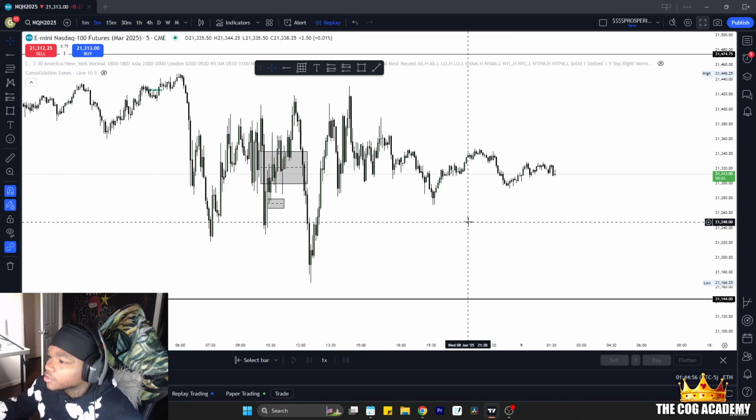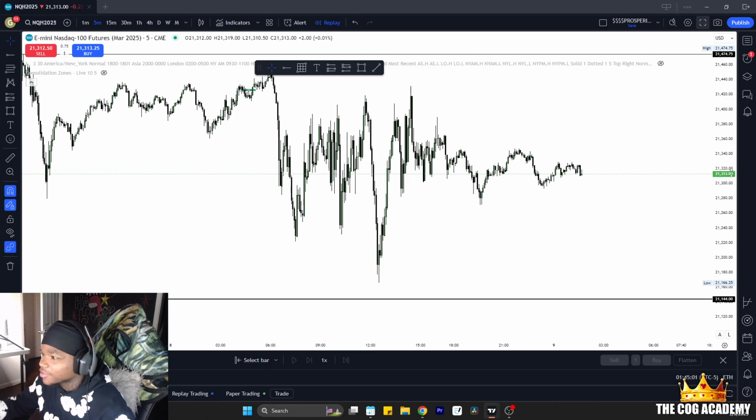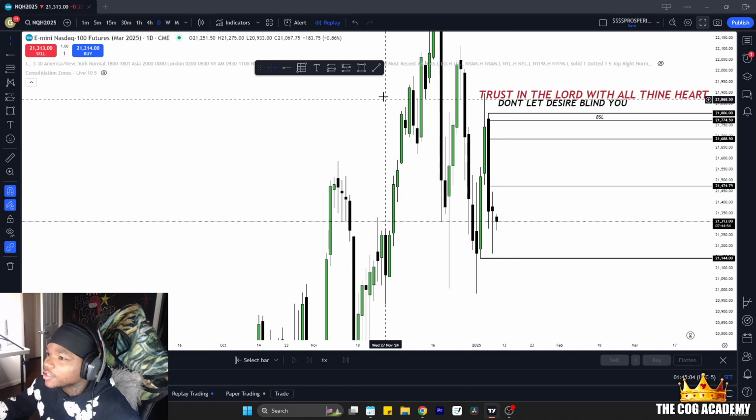That's crazy, because that's actually a nice trade. That's actually crazy. I just did that off the strength, on accident. That was a beautiful trade.